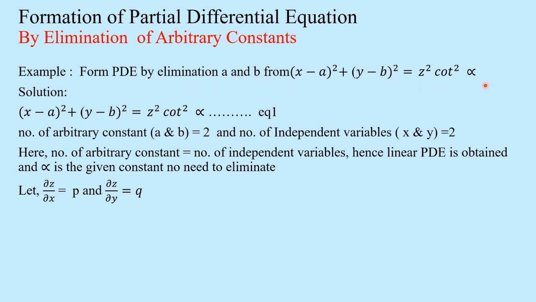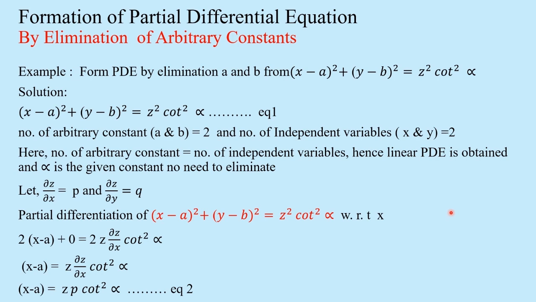Now form the partial differential equation by elimination of a and b from this equation. Here a and b are arbitrary constants. X and Y are independent variables. Here the number of arbitrary constants is equal to the number of independent variables, so we'll get a linear partial differential equation. Here this alpha is a constant and we need not eliminate it. Let P be this and Q be this.